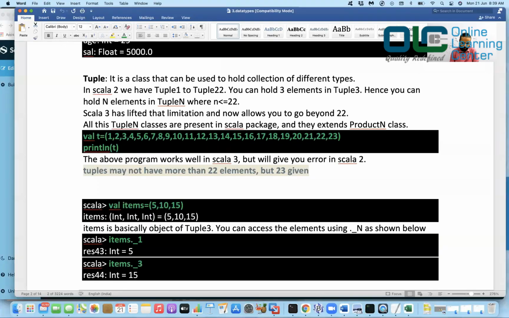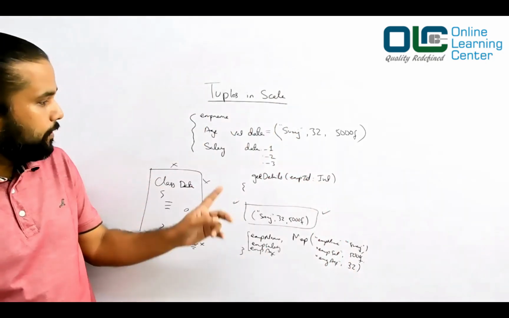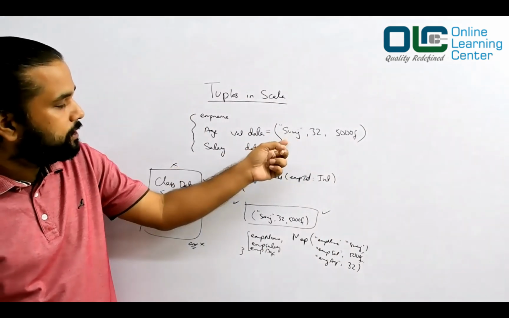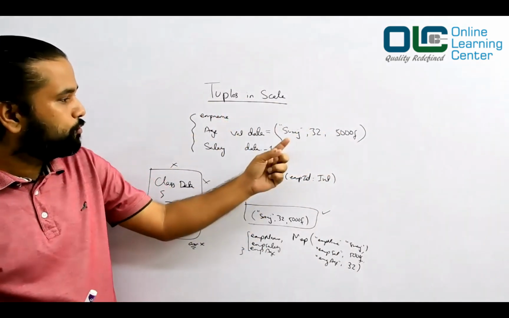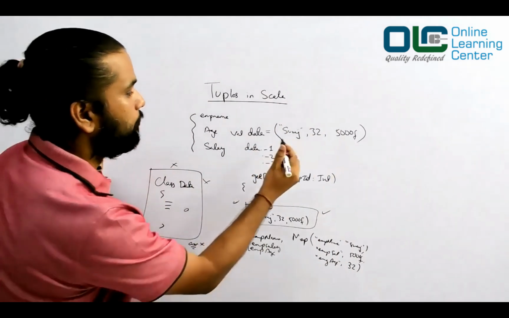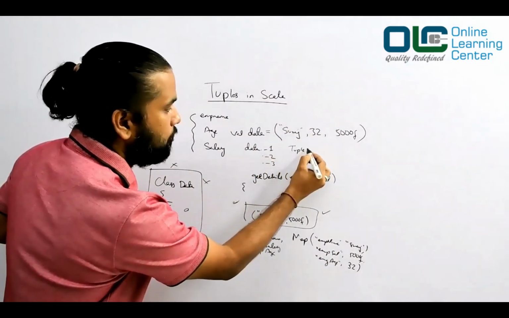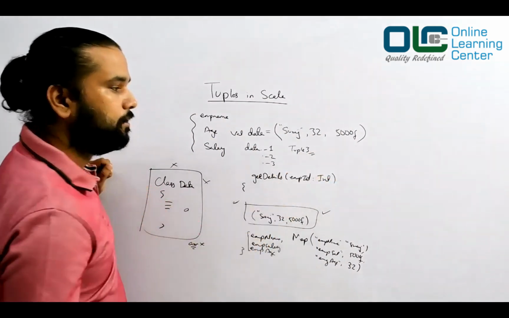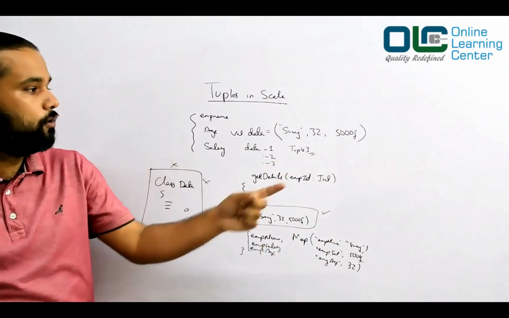Let's move on. So tuple is a class that can be used to hold a collection of different types. In Scala 2, we have Tuple1 to Tuple22. If you are already familiar with Scala, you might know that in Scala you are allowed to have Tuple1 to Tuple22. And what are those? See, in this case, we have stored 3 elements in these braces, is it not? So we call it a Tuple3. Tuple3 means a tuple which can store only 3 elements.